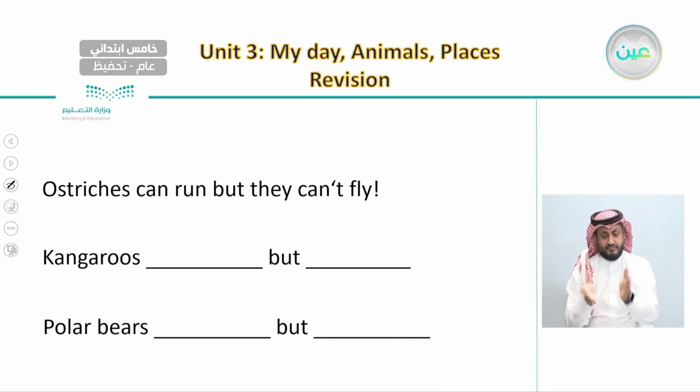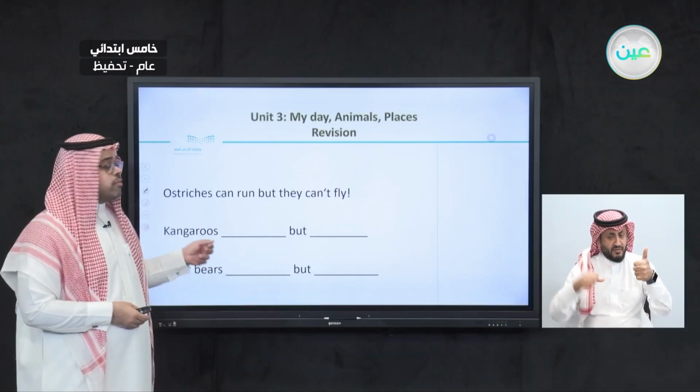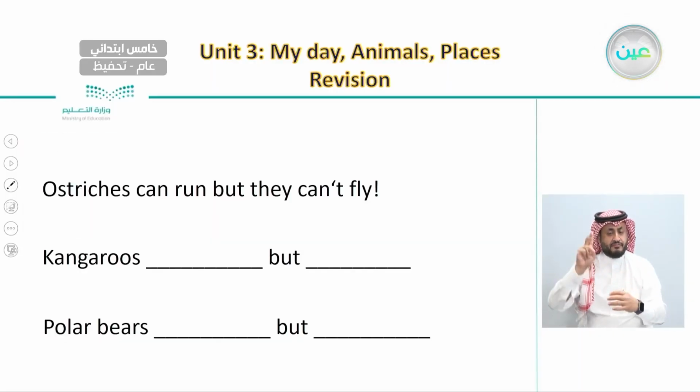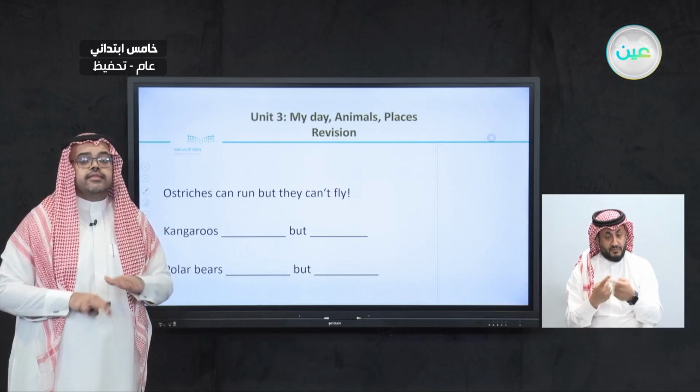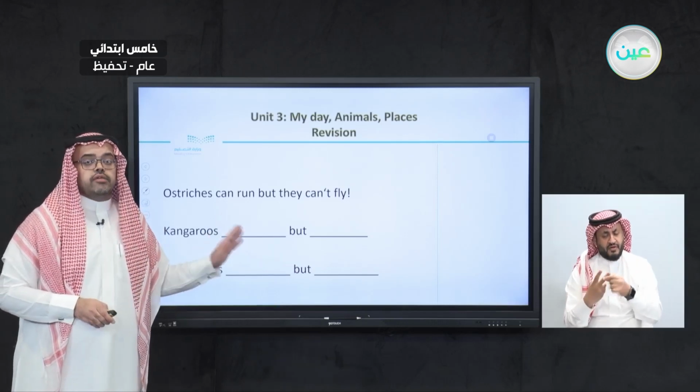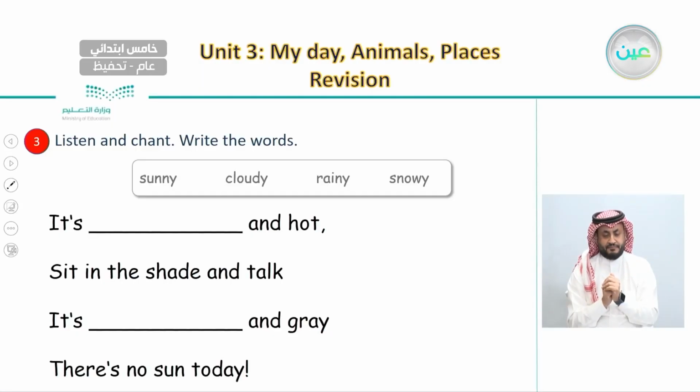So after this, we said we can make sentences about these questions. For example, with ostriches, we made this sentence: Ostriches can run, but they can't fly. Here in these sentences, we talk about what animals can and can't do based on the questions.